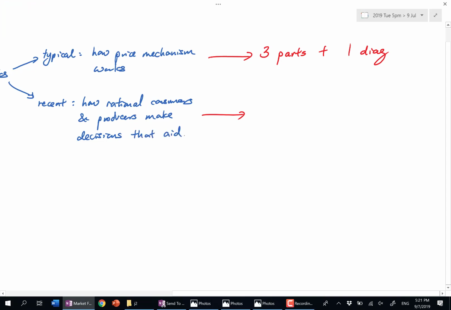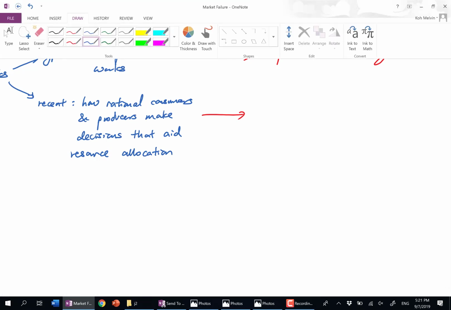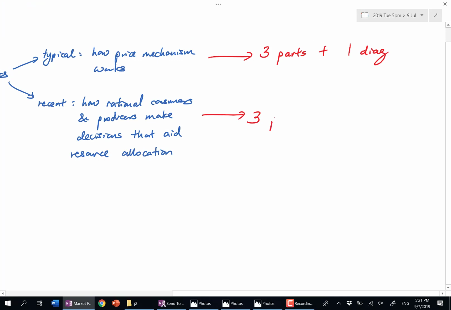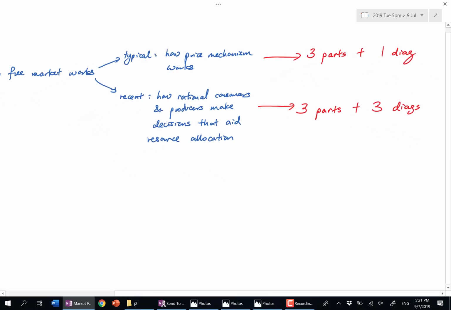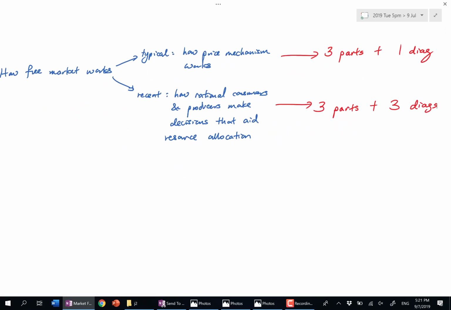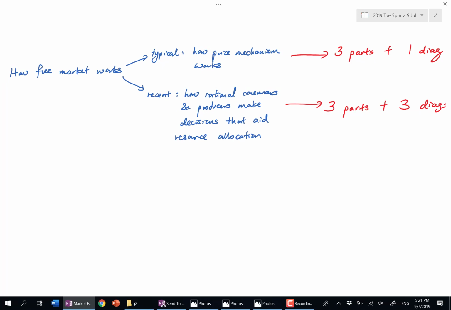that is resource allocation, which means I'm opening up this question to its maximum bandwidth, okay? Then I'll say you have 3 parts and you have 3 diagrams. Okay. Aside from these 2, I will struggle to think of another question that can be posed as asking you how the free market works. Okay.